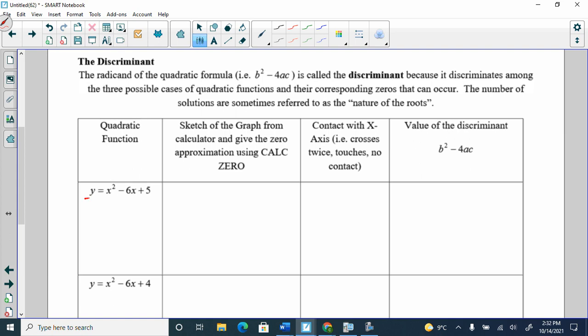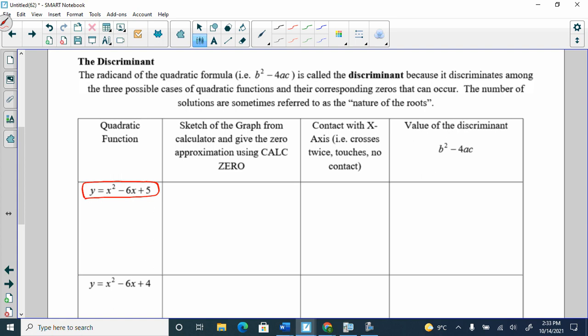So what do I need you to do? I need you to type this into your calculator. Go type that into your Y1. And then you're going to do a quick sketch and give the zero approximation. So you're going to have to find the x-intercepts using your calculator. Make sure you're using your calculator to find your x-intercepts because that's an outcome as well. So we keep practicing it as well.